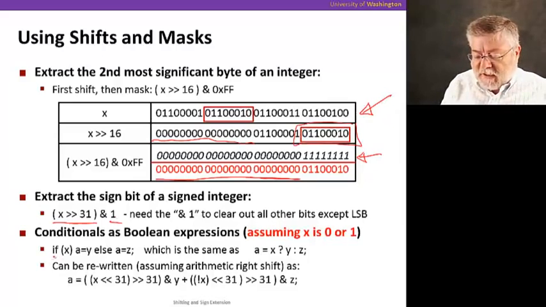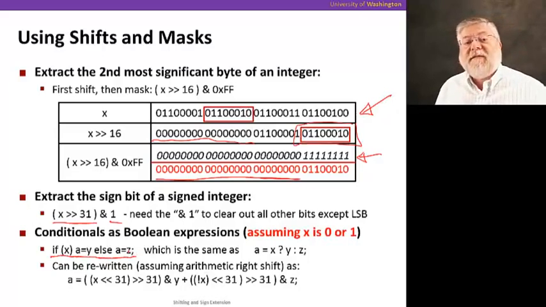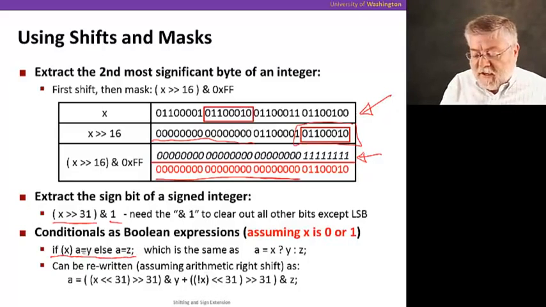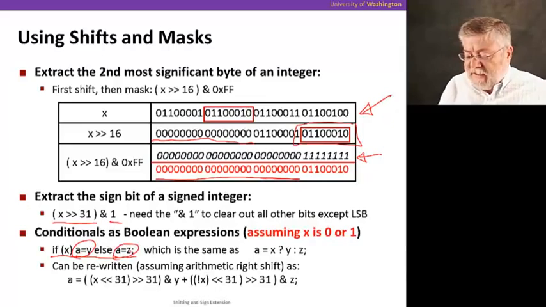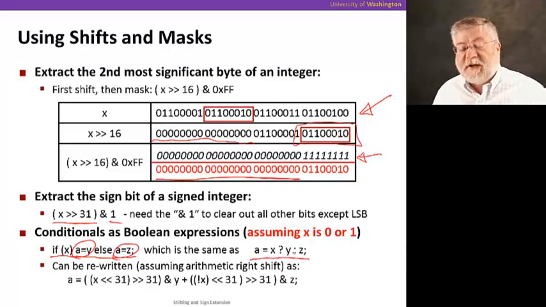In C, I can do a conditional with an if statement. I can write if x, meaning if x is true, then assign the value of y to a, and if x is false, the else clause, assign the value of z to a. In C, I can also write it in this notation using a question mark, so that I can fit it all into an assignment statement.